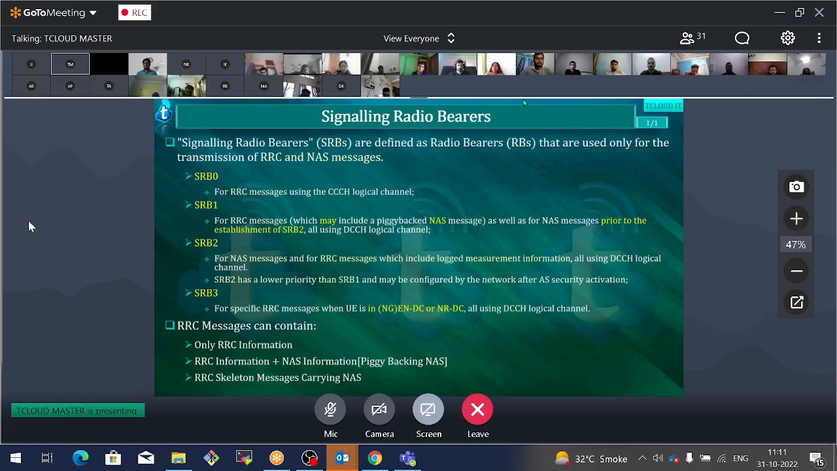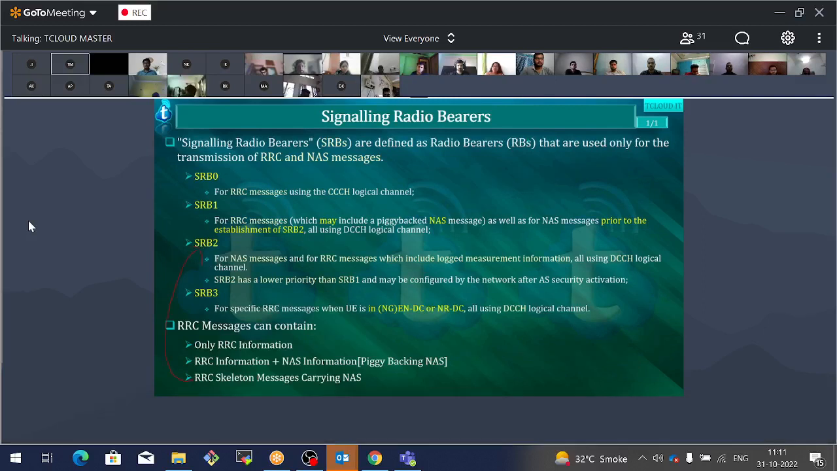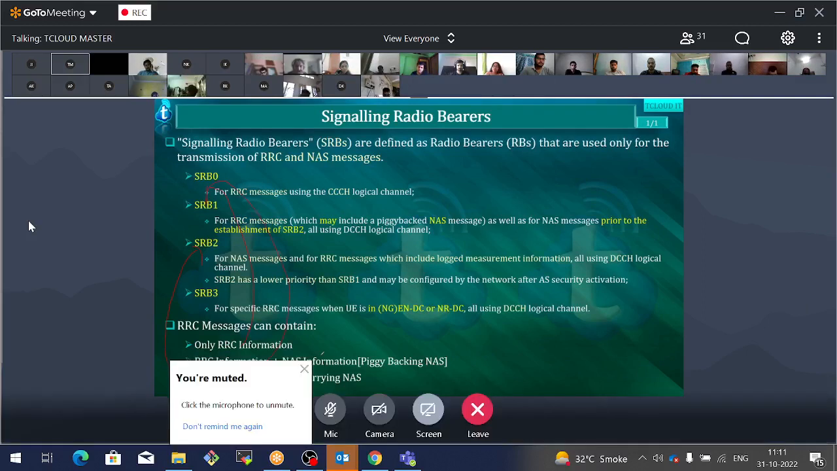So if I have to draw the mapping, this must be sent only on SRB2. These two things will go on SRB1. Of course, once SRB2 is established, you cannot use SRB1 for sending NAS messages.